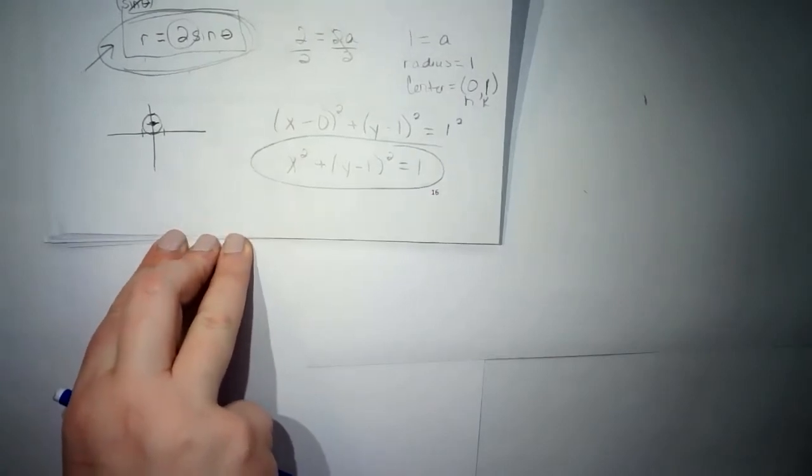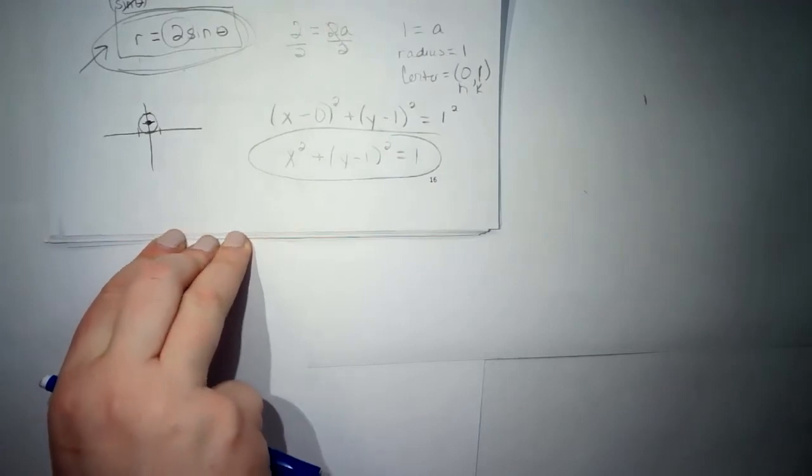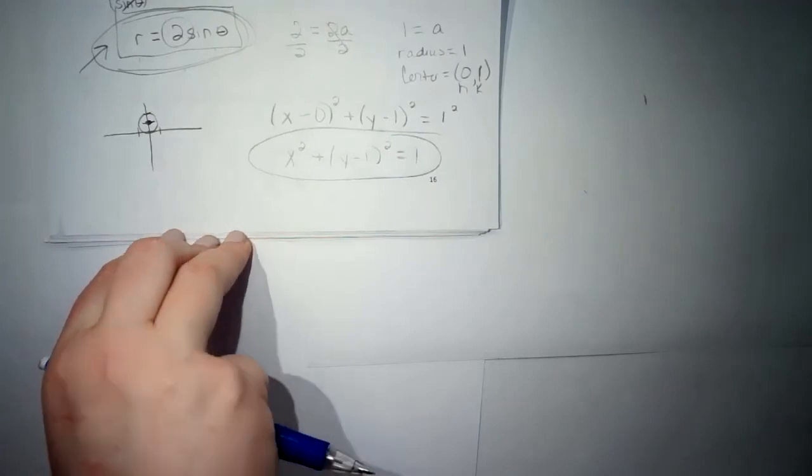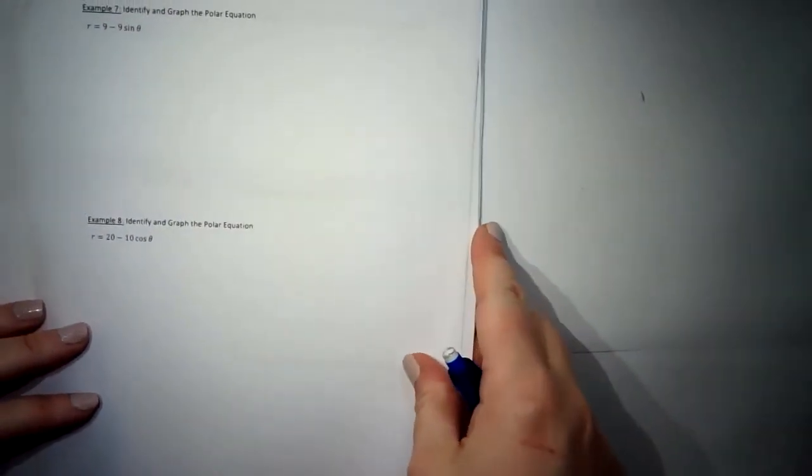Okay, that's pretty much it for circles. All right, so we did lines and circles. All right, let's check out some limacons. Okay. All right, 7 and 8.